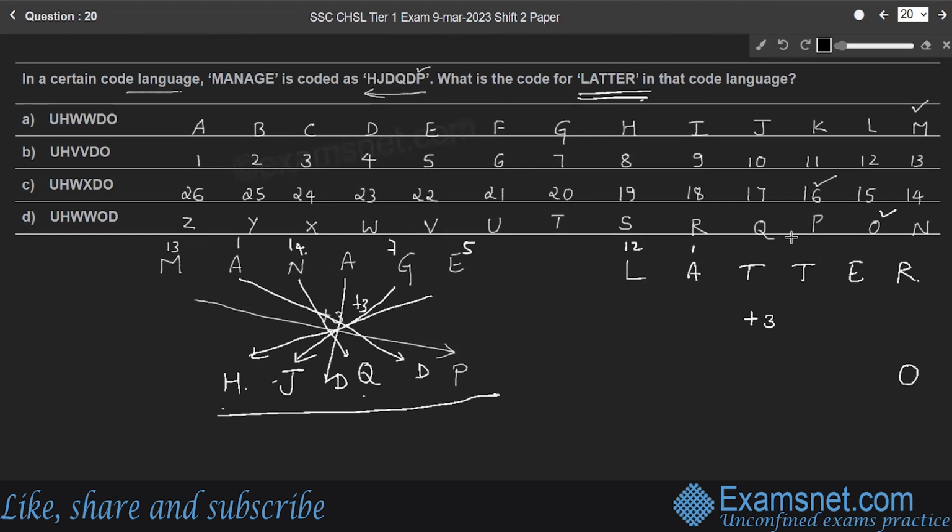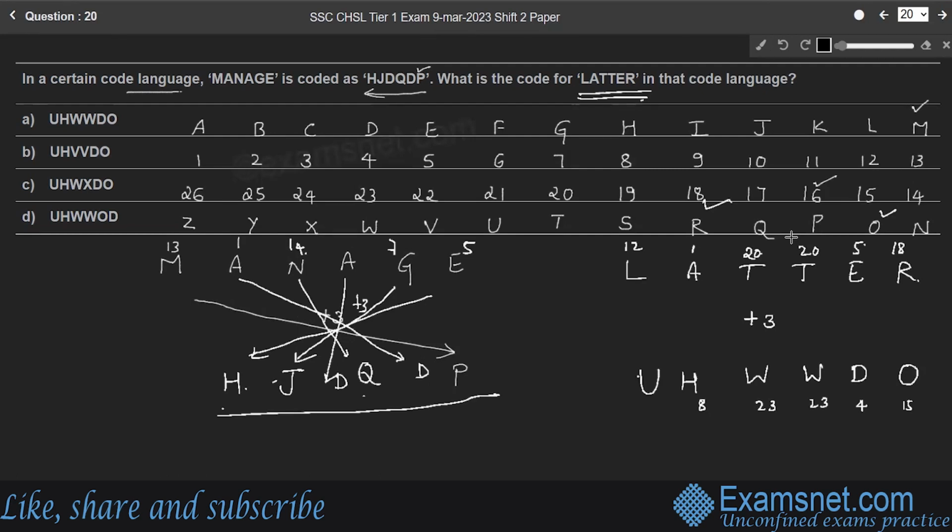Now A is 1. 1 plus 3 is 4. 4 is nothing but D. Now T is 20. 20 plus 3 is 23, which is nothing but W. T again, 20 plus 3 is 23, which is again W. E is 5, 5 plus 3 is 8, 8 is nothing but H. Here R is 18, 18 plus 3 is 21, U.